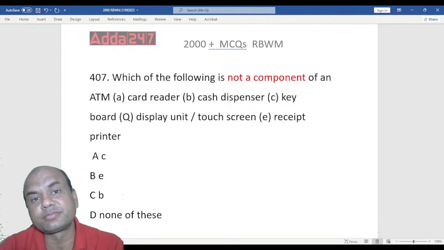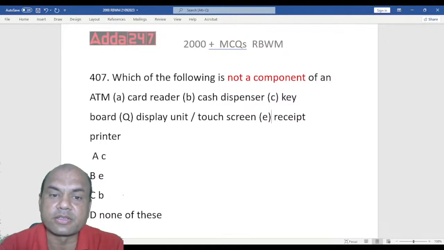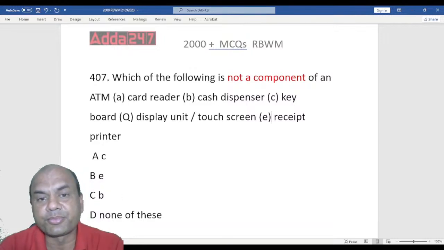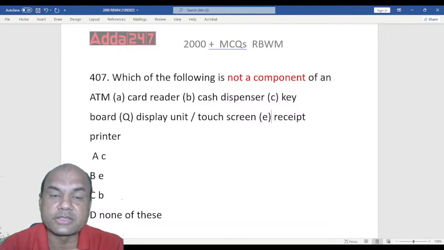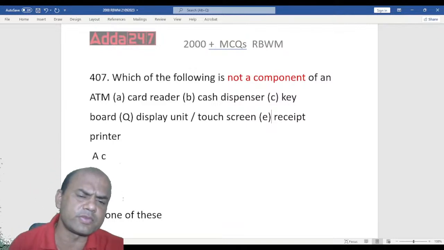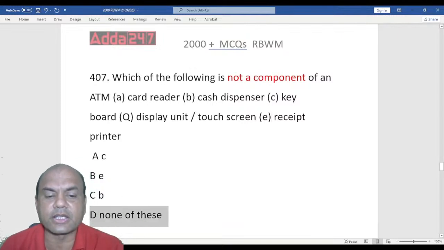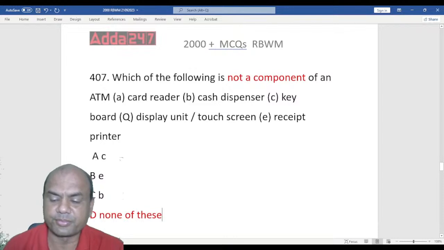Cash dispenser, means the one which gives out the cash. So cash dispenser required. Keyboard, how will you type your 4-digit password? Display unit or touch screen, nowadays we have touch screen. How will the customer be able to operate if you don't have the display unit? And receipt printer, that is also required. So each one of these is a component, none of these is the answer. All of these are the components. Okay, clear?